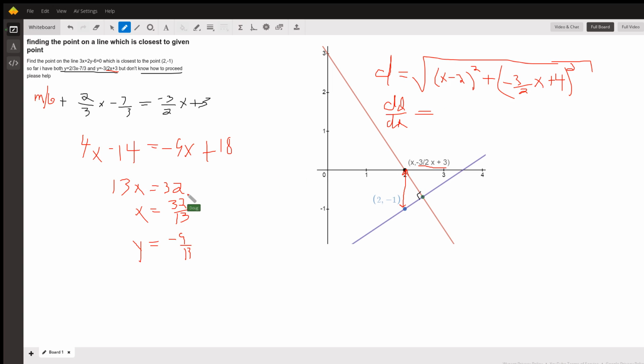And it turns out you get the same answer, 32/13, -9/13. So I'm not going to take us through that solution, but there you go.